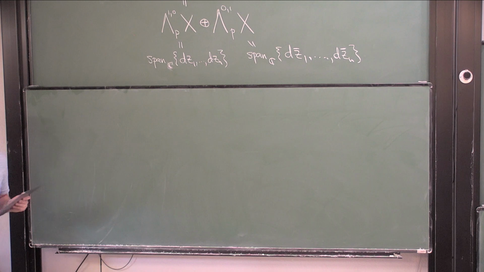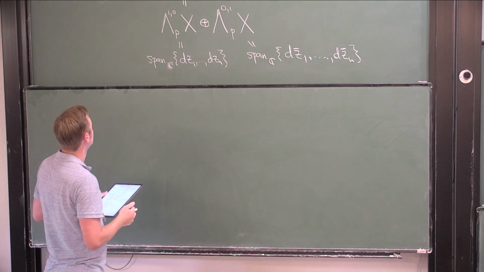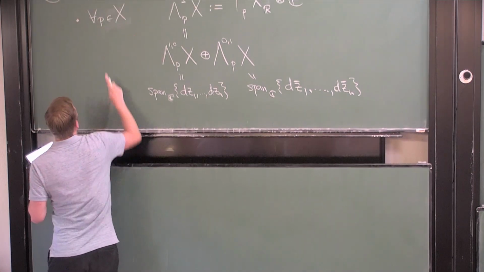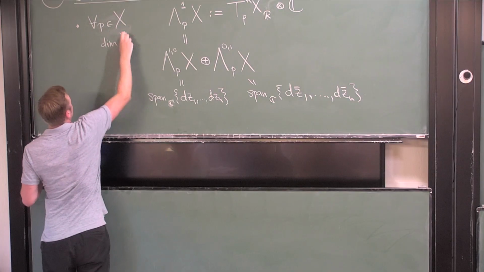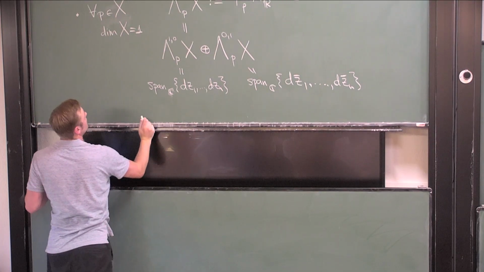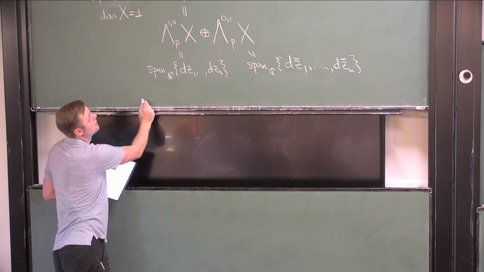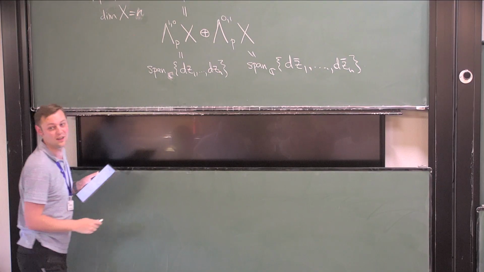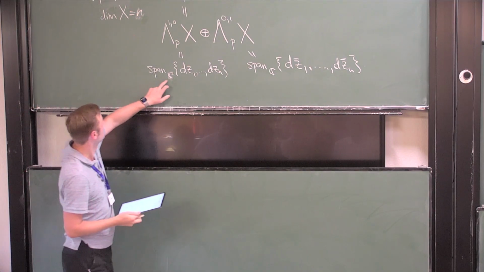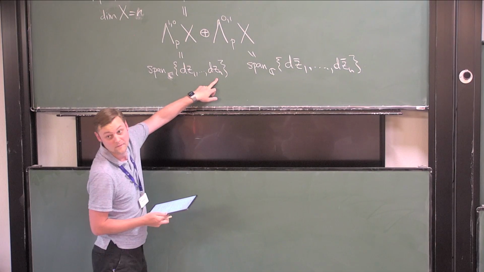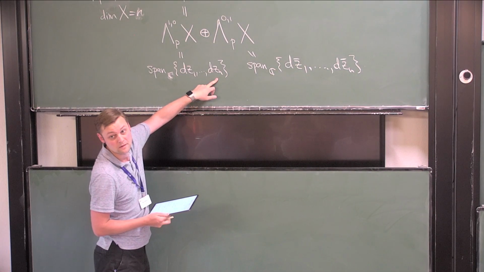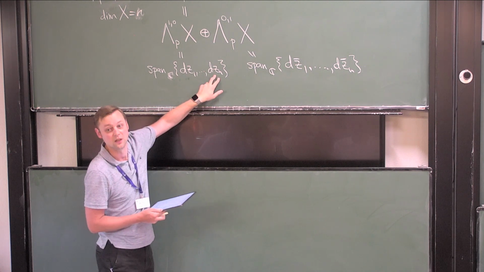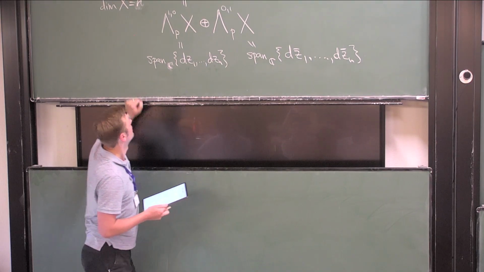But here we're in dimension 1, so it's just dz and dz conjugate. No, it's n dimension. You wrote that it's the span of dz1 through dzn, but should it be just dz? No, this is an n-dimensional vector space, and these are the generating vectors. Right. Sorry, I misread it.